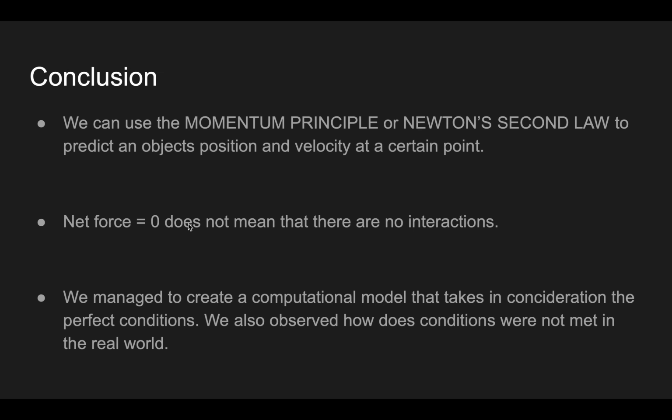So in conclusion, we can use the momentum principle and Newton's second law to predict an object's position and velocity at a certain point. Net force equals zero does not mean that there are no interactions. We managed to create a computational model that takes into consideration perfect conditions. We also observed how those conditions were not met in the real world.